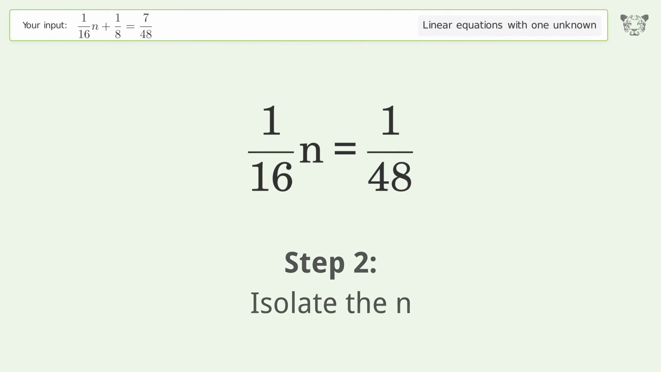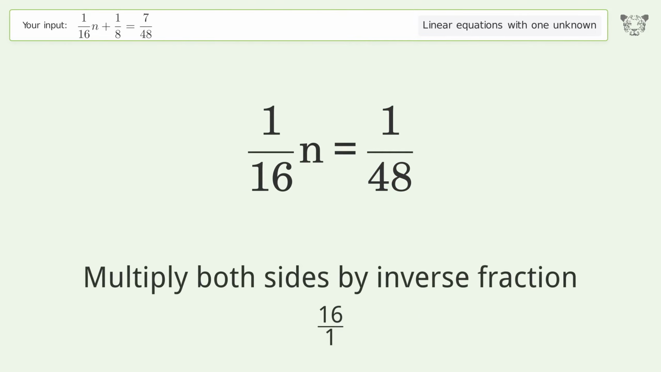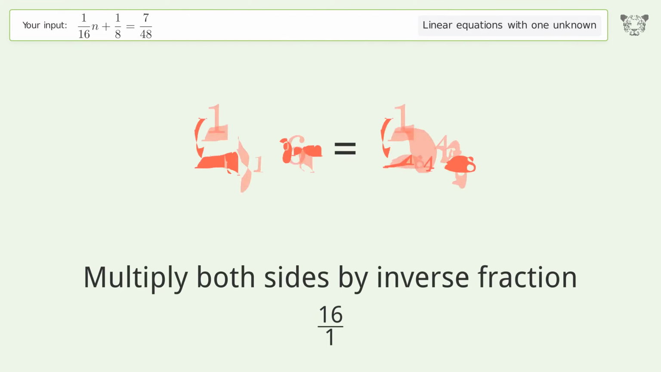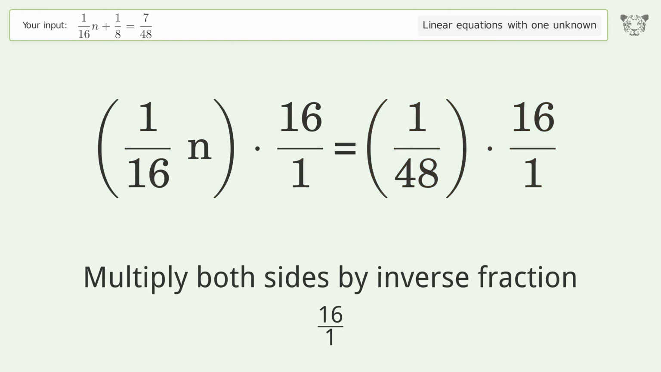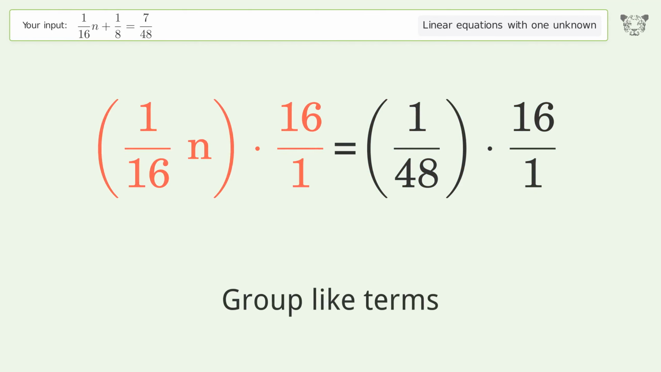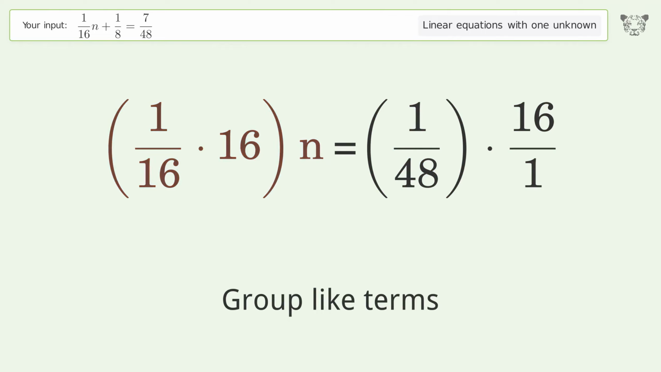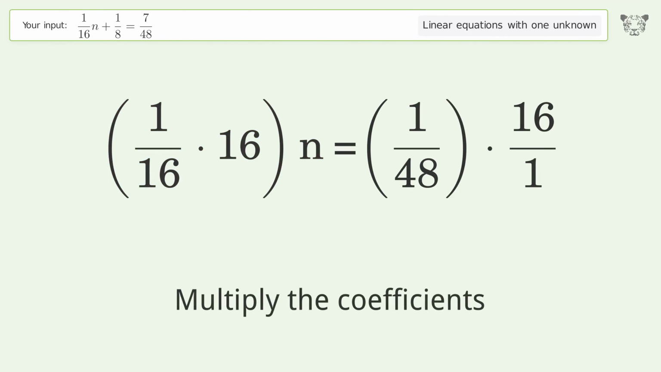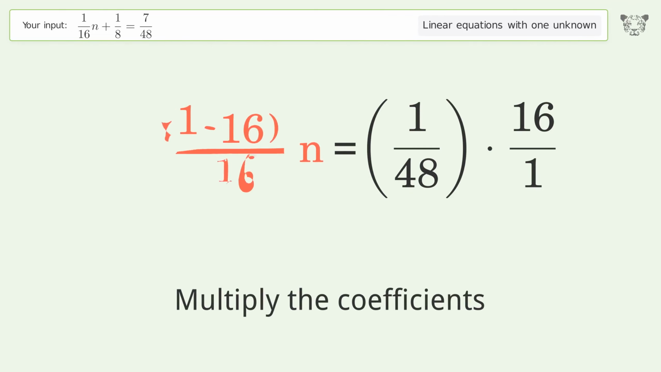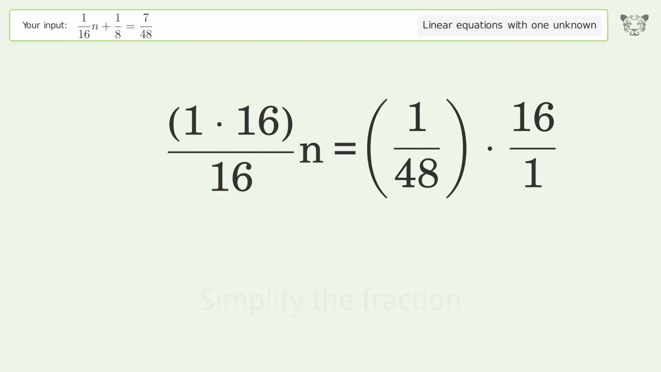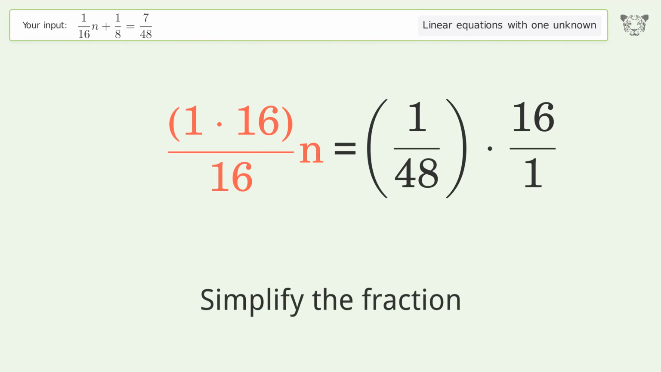Isolate the n. Multiply both sides by inverse fraction 16 over 1. Group like terms. Multiply the coefficients. Simplify the fraction.